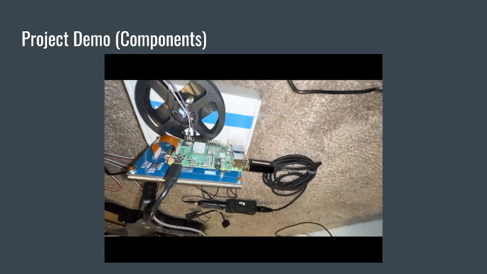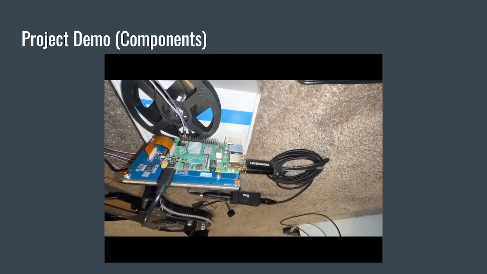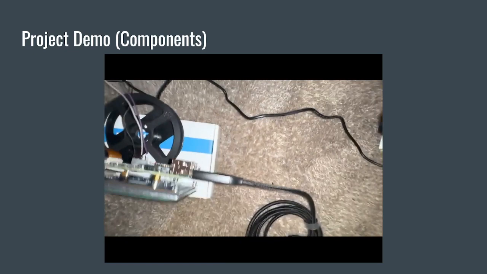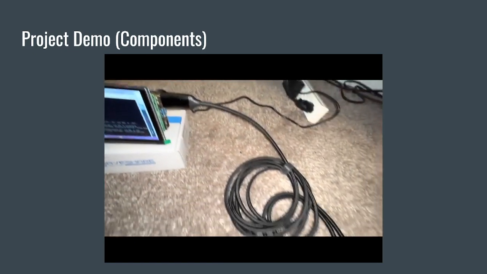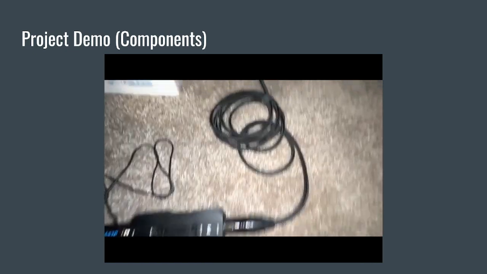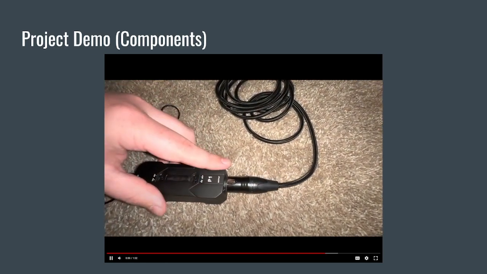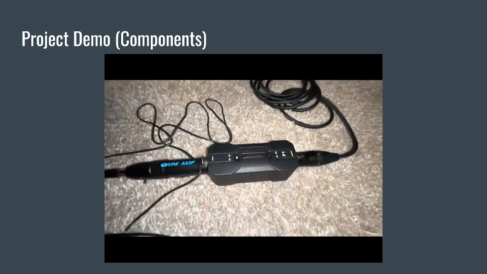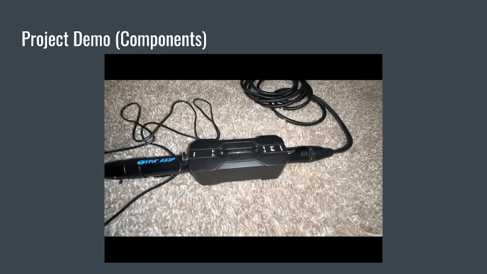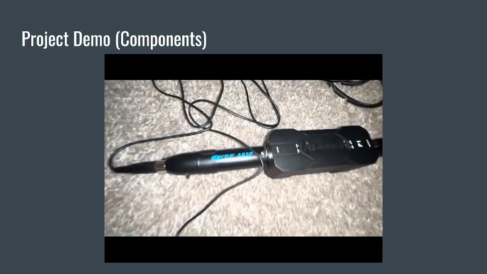We also have our microphone connected to the Raspberry Pi via USB. The USB is terminated into an XLR connector. The XLR connector is then fed through a preamp, and the preamp is then connected to the microphone via XLR.